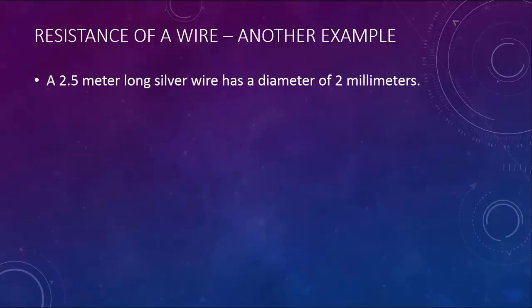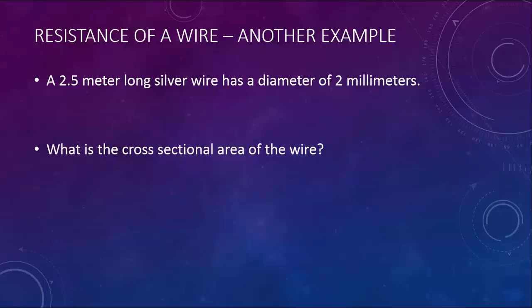Here's another example. A 2.5 meter long silver wire has a diameter of 2 millimeters. What is the cross-sectional area of the wire? What is the resistance of the wire?